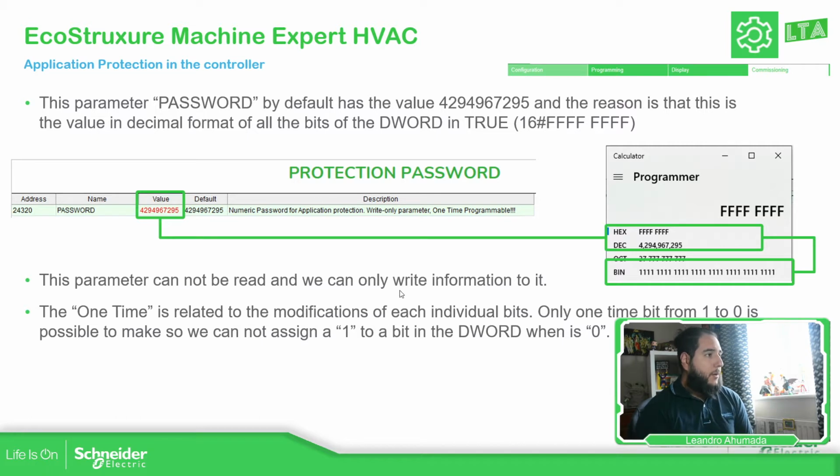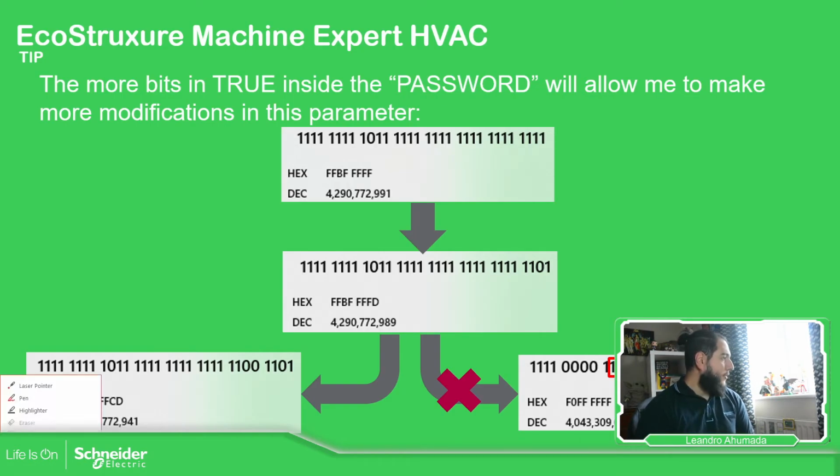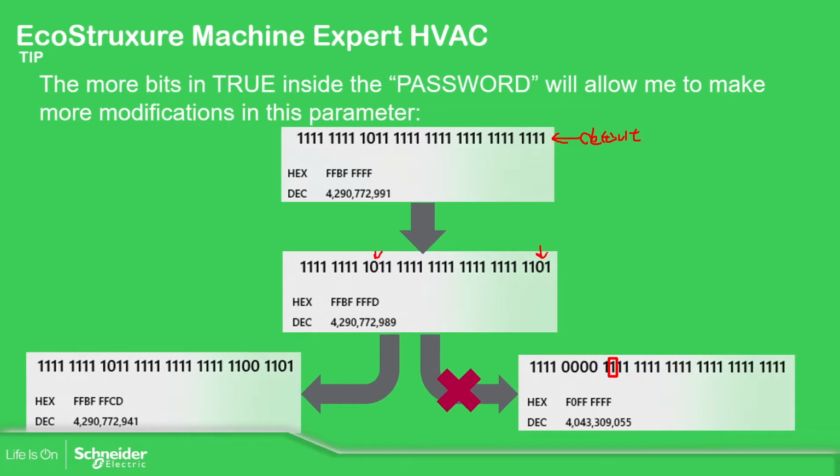A better explanation would be like this. This is the default, and then I'm going to change some of the bits. I change this position and this position. If I want to send to the controller another value like this one, you can see that this value is 1, and this is not allowed.